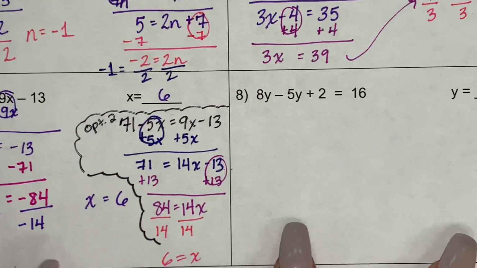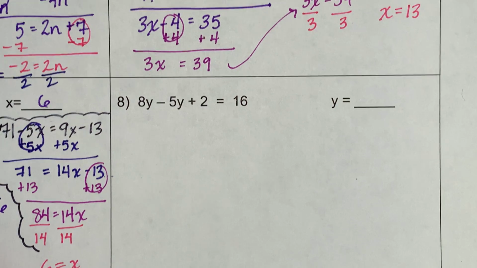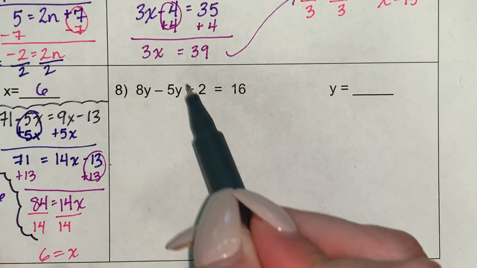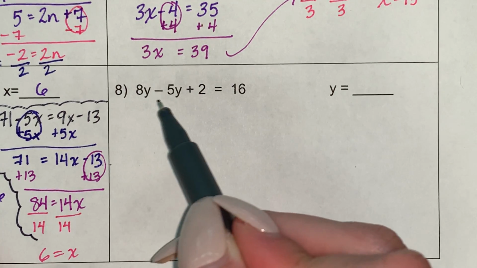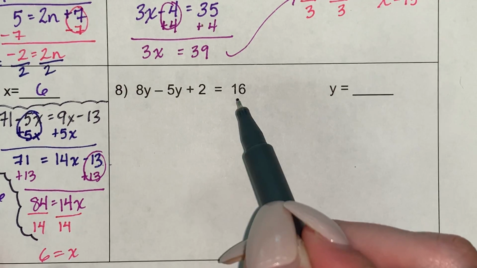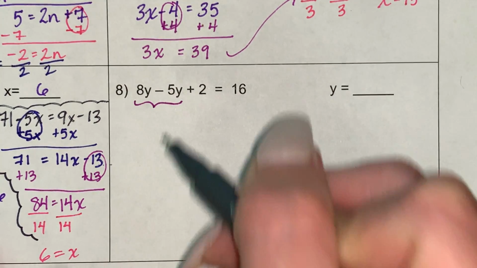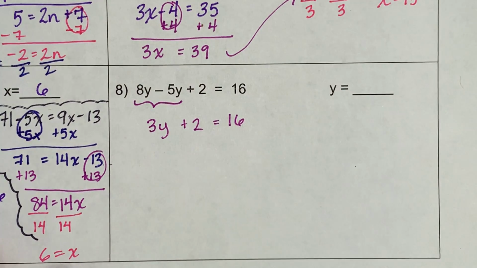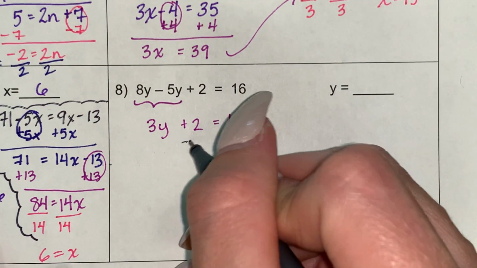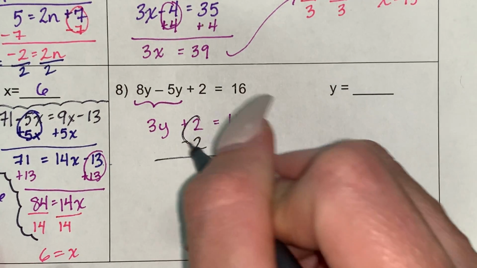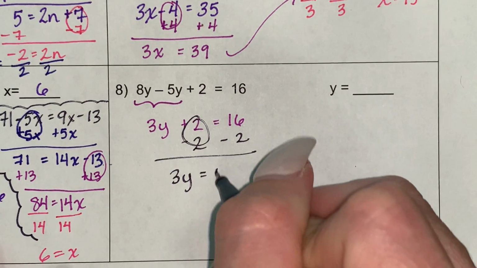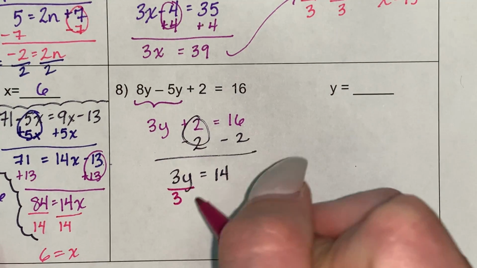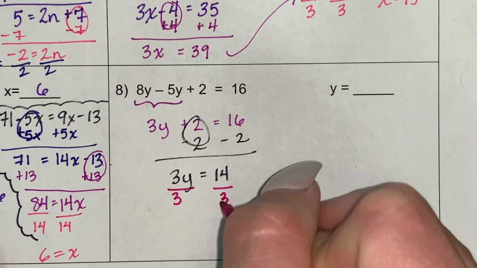Okay, last one. Number 8 is talking about the same problem. It's actually even easier because these two like terms are on the same side of the equal sign. This like term needs to be moved over, but I would just combine these two. So 8y minus 5y is 3y. Now I need to get the 2 over there with the 16, so it zeroes out here. And then I want to get y by itself, so I'm going to put the 3 over 3, so it becomes a 1, and then the 14 over 3.